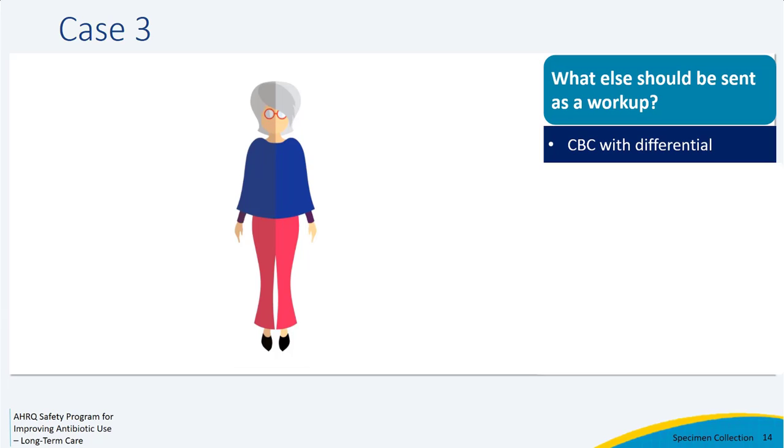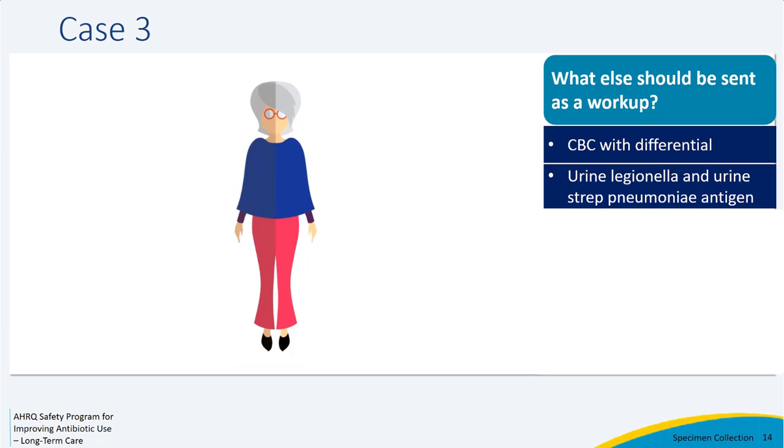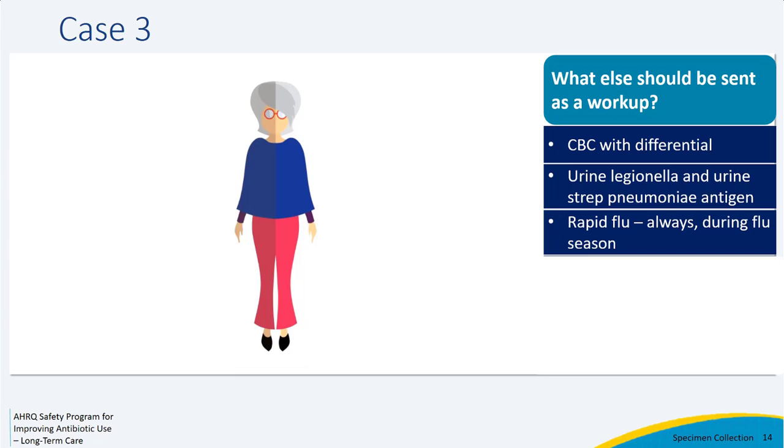A CBC with differential could help to determine if the resident had leukocytosis or a high white blood cell count, which could be a sign of a developing infection. Urine Legionella and Strep pneumoniae antigen are great rapid diagnostic tests that can help evaluate for common causes of pneumonia quickly. If one of these tests is positive, it can also help to choose the right antibiotic early on, which is a major benefit for the resident.